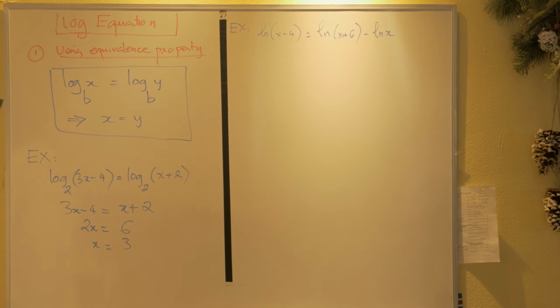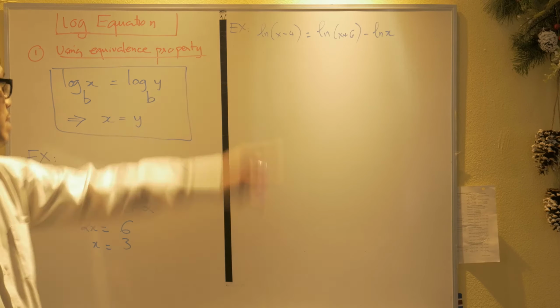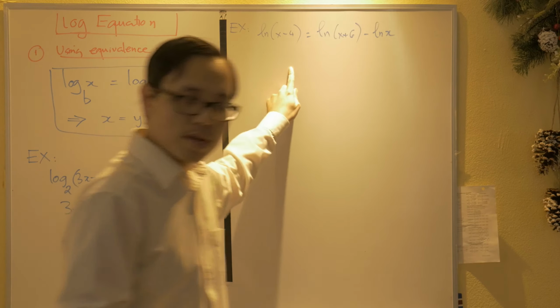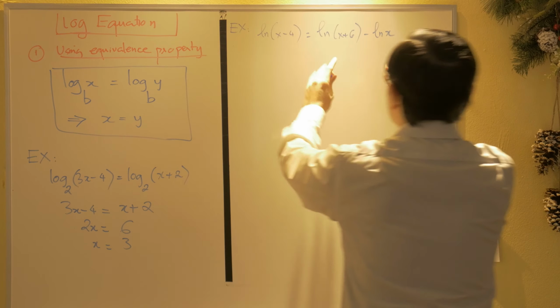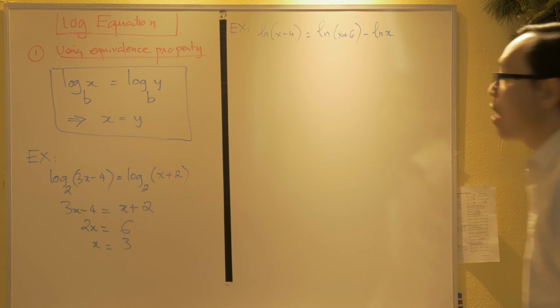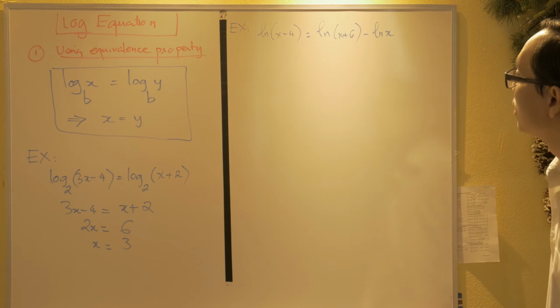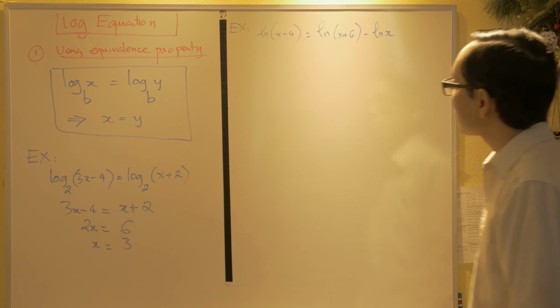So the difference between this example and that example is that we have only two logs, and this is log base e, natural log. However, in this example, we have three different logs. Three logs, not the same log, but we have three natural logs. Okay.